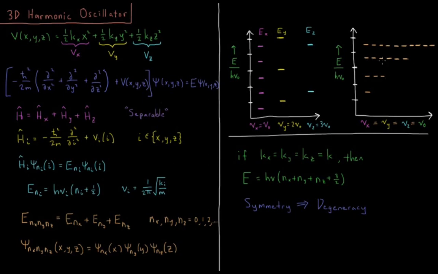The degeneracy is 6-fold at 7 halves and 10-fold at 9 halves. Because here this is all permutations where nx plus ny plus nz adds up to 2. Here this is all permutations where they add up to 3, and there's a quadratically increasing number of those permutations as we go up. So for a harmonic oscillator in multiple dimensions, any kind of symmetry very quickly leads to very high degeneracy as we go up higher in our energy levels.